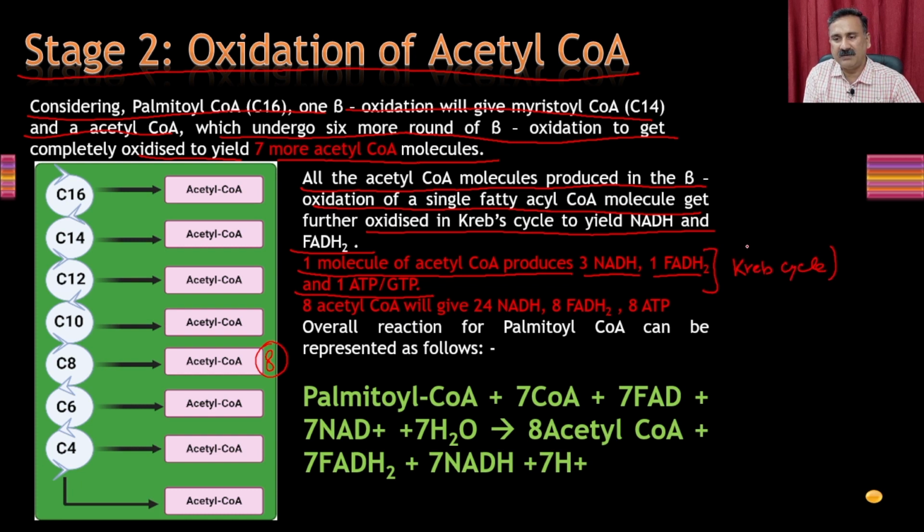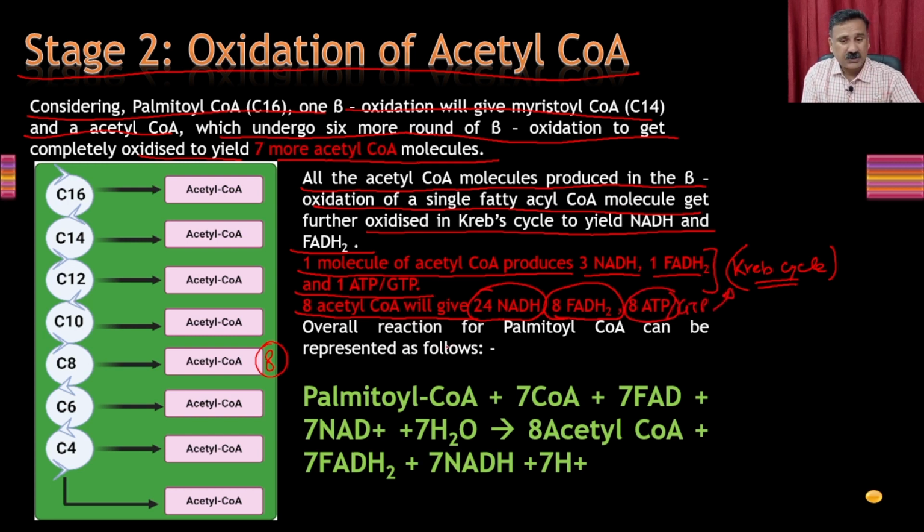So this is the yield of the Krebs cycle. Remember that in the previous lecture we discussed how much energy is going to be produced when we discuss the Krebs cycle. So 8 acetyl CoA will give 24 molecules of NADH, 8 molecules of FADH2, and 8 molecules of ATP or GTP only from the Krebs cycle.